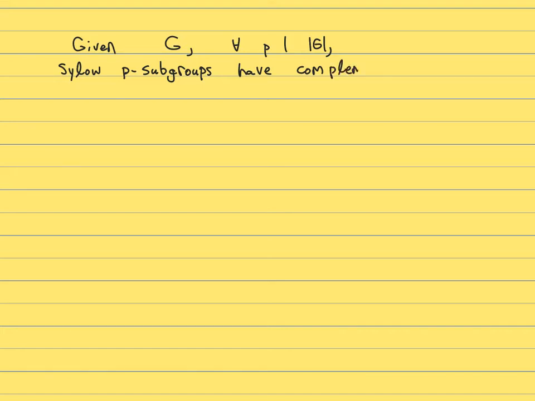Now at long last we're going to prove the forward direction of Hall's theorem. We're given a group G, and for all p dividing the order of G, the Sylow p-subgroup has a complement. Then G is solvable.